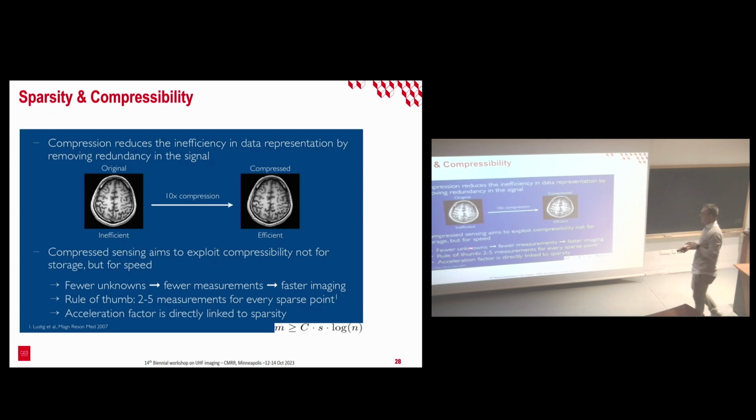There is an empirical rule of thumb which tells you that you need 2 to 5 measurements for every sparse point in your representation. And the acceleration factor is directly linked to the sparsity, so I won't go into details, but in the theoretical literature, you can show that to get a very exact recovery of your image, the number of measurements needs to satisfy this inequality, where S is the degree of sparsity, so the number of non-zero coefficients in your image, times the logarithm of the image dimension, times a constant.